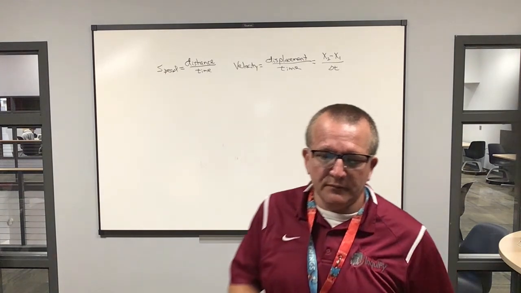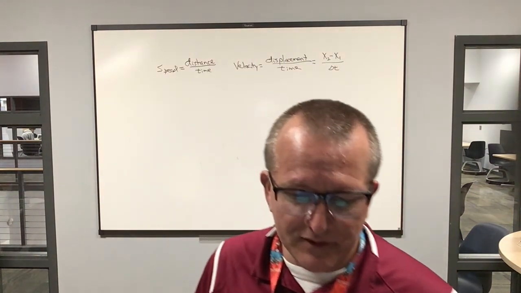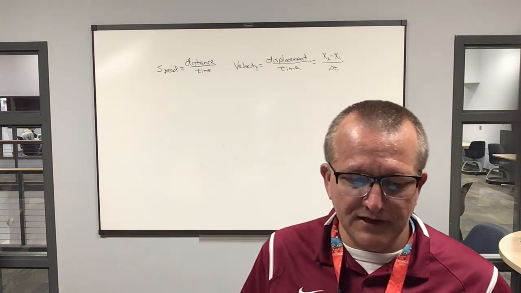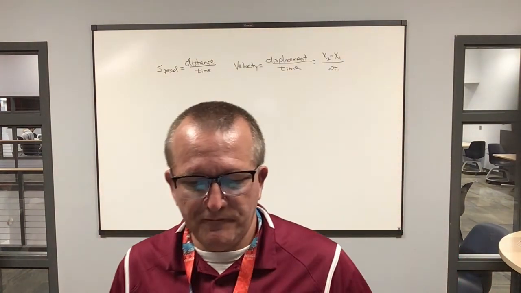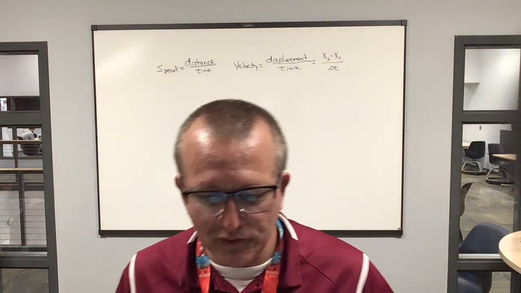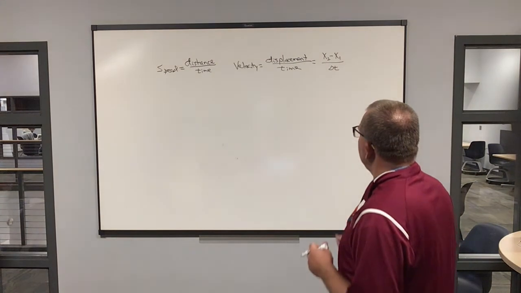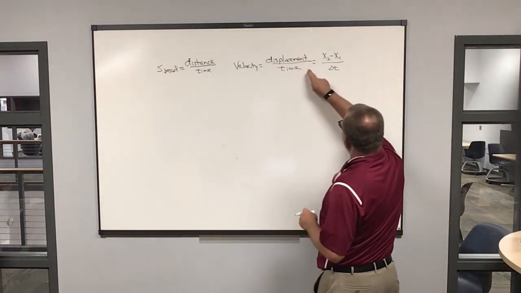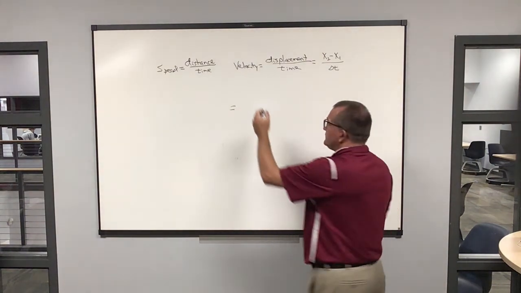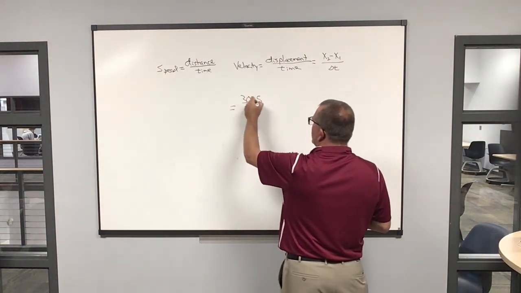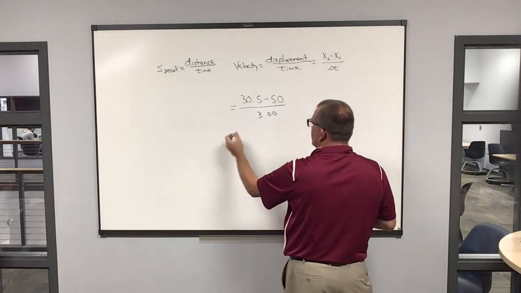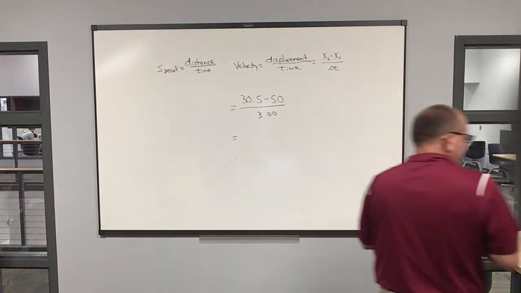So in this example, the position of a runner as a function of time is plotted on an x-axis of a coordinate system. During 3 seconds of time, the position changes from 50 meters to 30.5. What is the runner's average velocity? So velocity, displacement over time. For this case, it would be x2, which is 30.5, minus x1, which is 50, over 3 seconds.